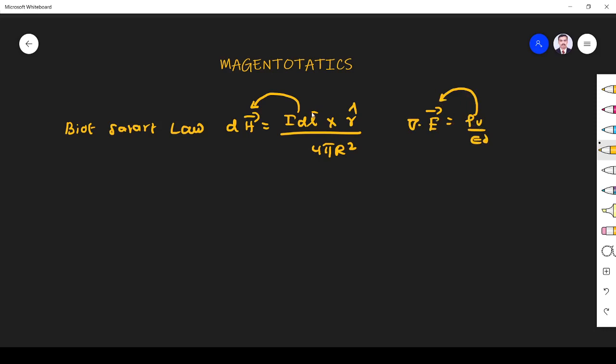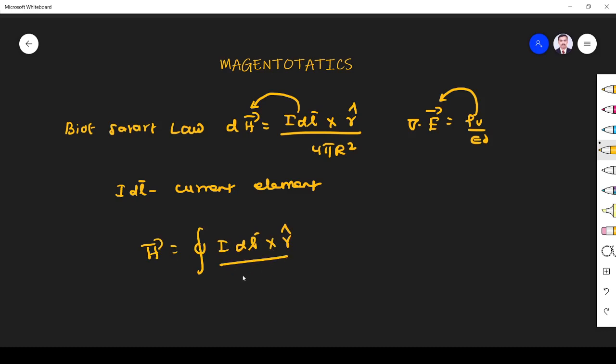Static charge creates electric field. Idl is nothing but current element. So in a current element we have moving charge, and moving charge creates magnetic field, right? So for line current, H is equal to closed integral of Idl cross R vector divided by 4 pi R squared, right? This is line current.